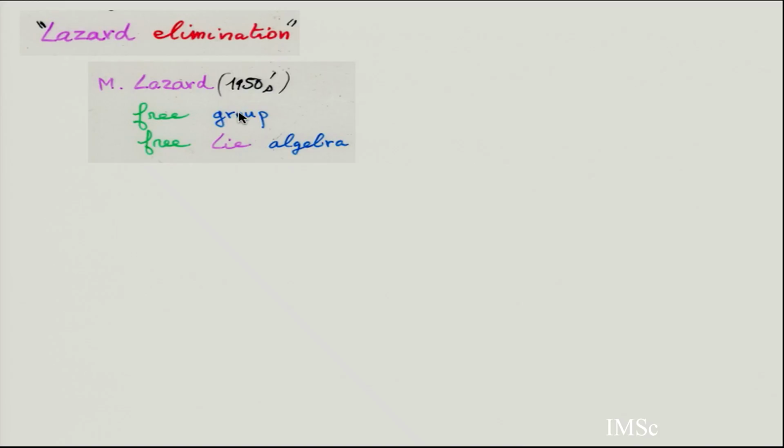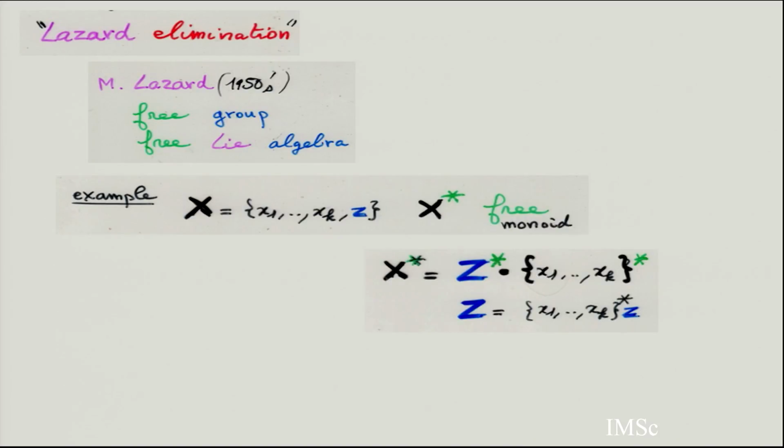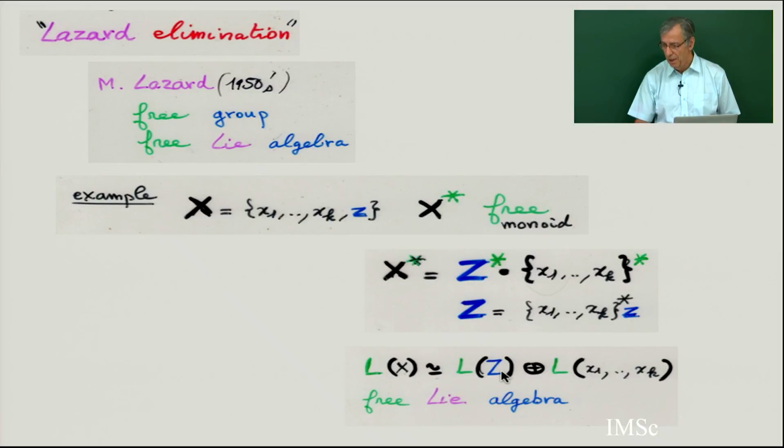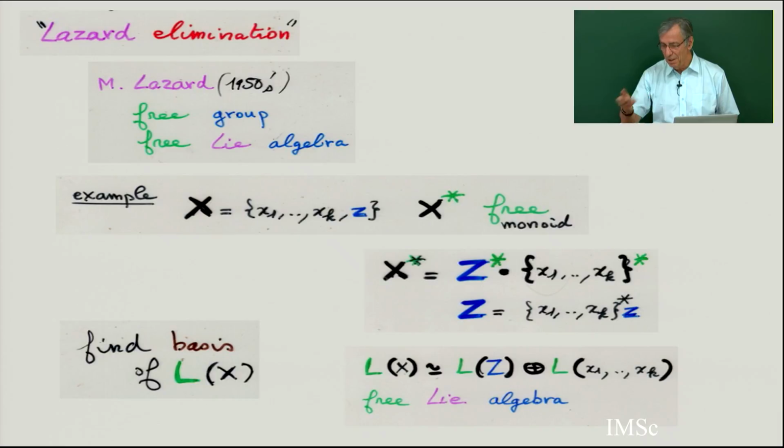The Lazard elimination was for free groups or free Lie algebras. I go back to the example of the free monoid. When you have this unique factorization, if you know what a free Lie algebra is, then the free Lie algebra divided by x is going to be the direct sum of these 2 free Lie algebras. And if you repeat elimination, you can get bases of what is called the free Lie algebra.